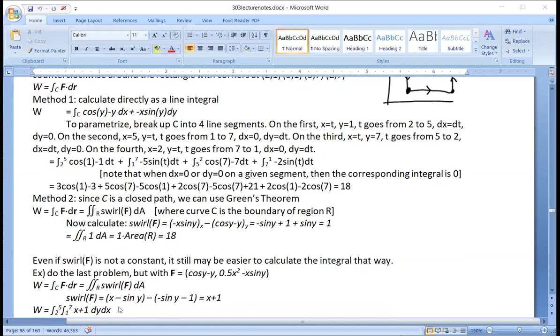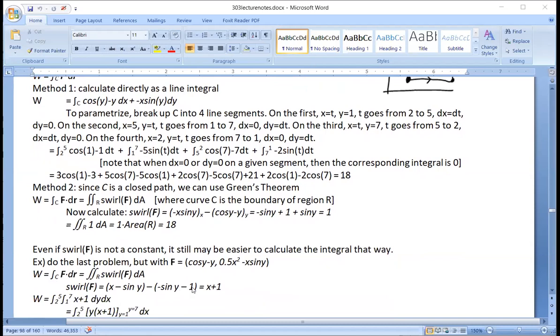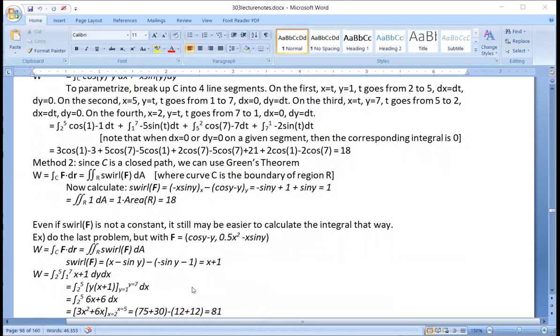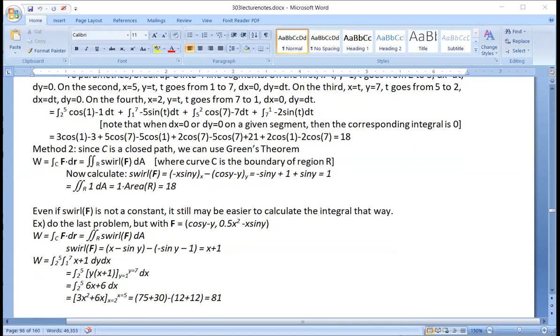So integral with respect to y, it's just y times x plus 1, plugging in y going from 1 to 7. And you just get 6 times that, so 6x plus 6. Now integrating from 2 to 5, you get 3x squared plus 6x as x goes from 2 to 5. So plugging it in, subtract, you get 81. So even if the swirl is not a constant, in this case, you get a relatively straightforward double integral that you can do pretty much no problem.